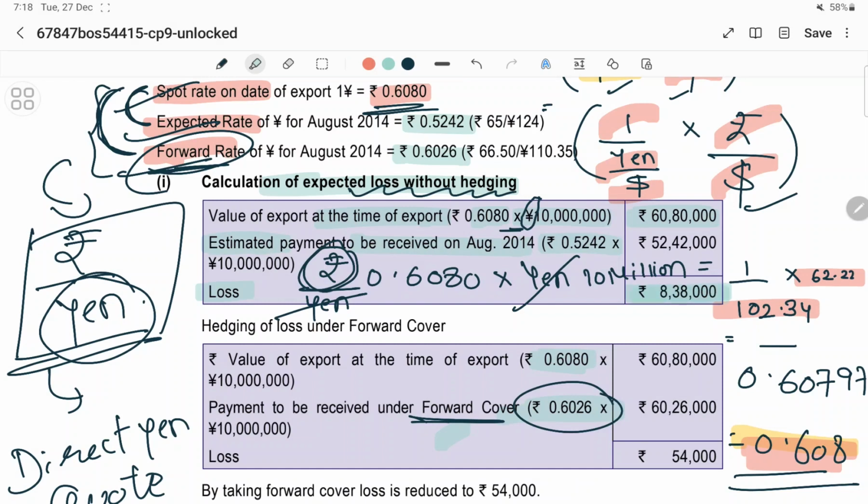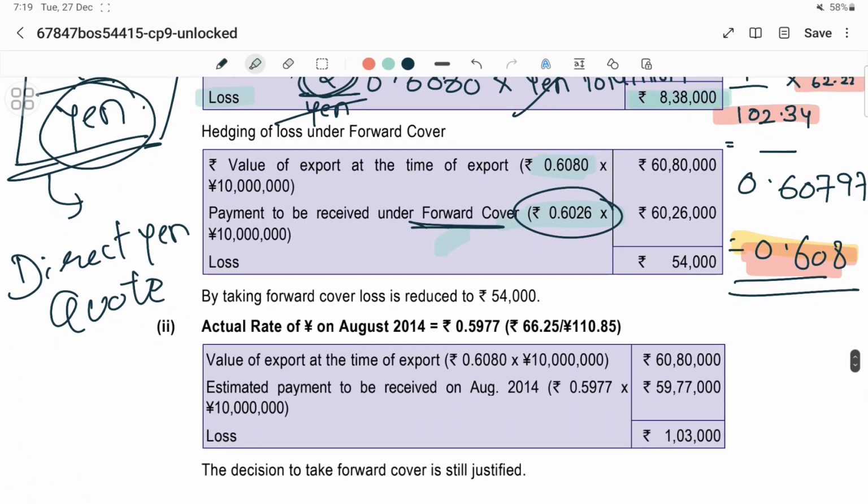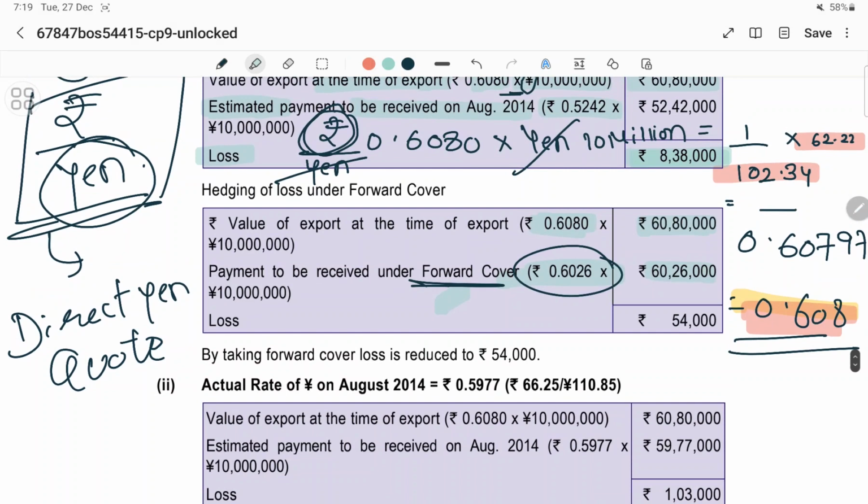Okay, because the rate in August will be much lesser, the amount that will be received in rupee in August will be lesser than what is received today. In case you hedge, the amount received will still be less if you compare with spot, but the loss amount is significantly reduced, right?